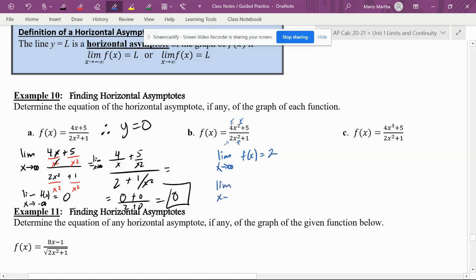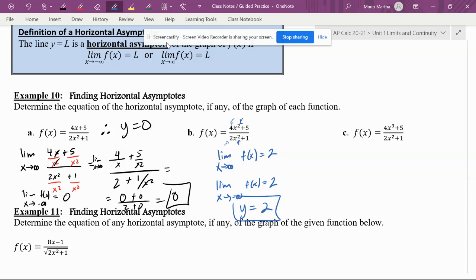So the limit as x approaches negative infinity of f of x will be pretty much the same thing, because you're not bringing any numbers out of a square root, so you have to be careful. So in this one, it's also positive 2. Again, you can use your graphs to double check. So therefore, y equals positive 2 is the location of the horizontal asymptote.